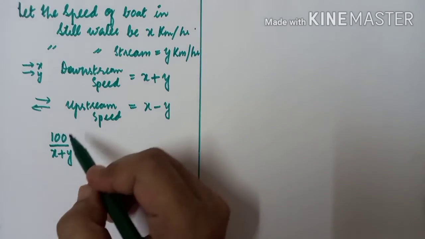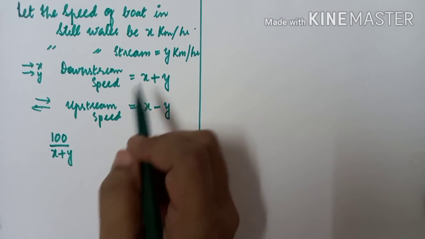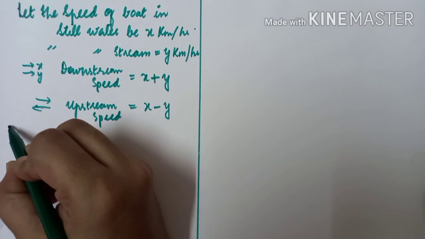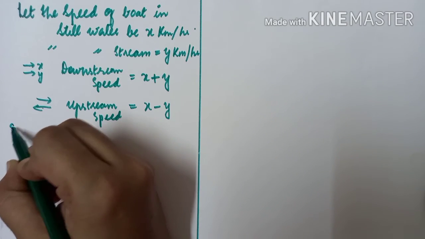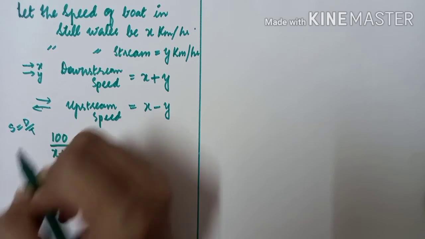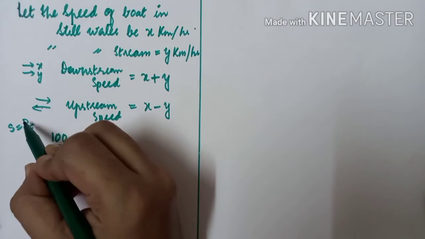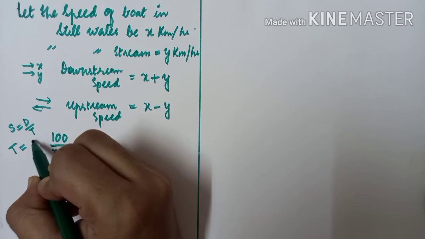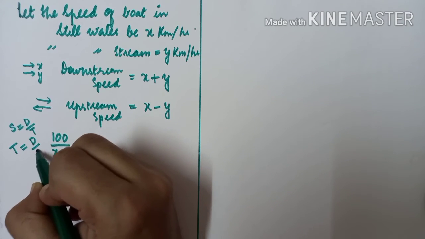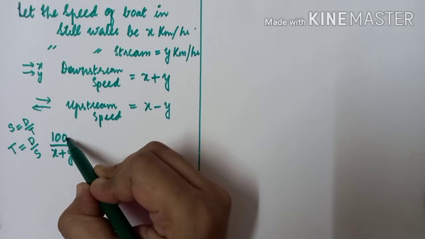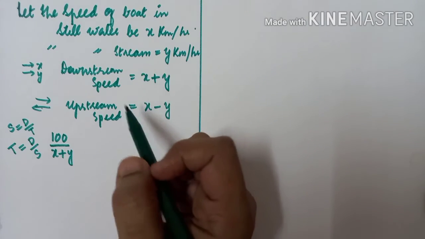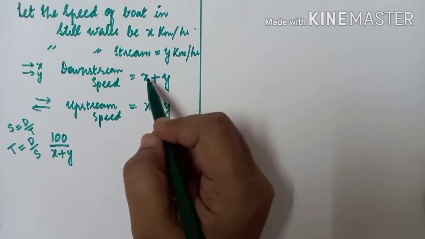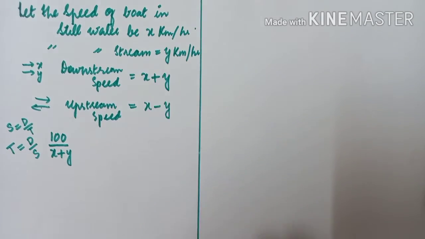So why are we taking distance by this speed? What is the formula for speed? Speed is nothing but distance by time. Now, we want to find out the time, so for finding out the time, you have to take distance by speed. So this 100 is the distance mentioned in the question, and x plus y is the downstream speed which we have taken according to the question.